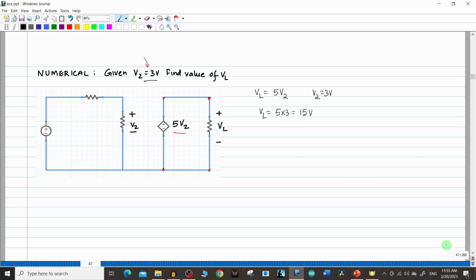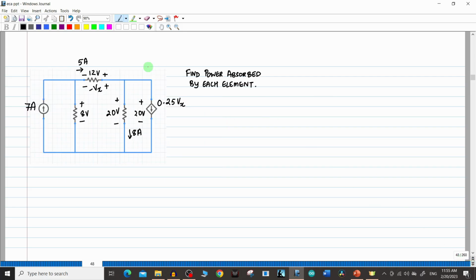Now let us do the next numerical. This numerical is going to use a lot of concepts that we have studied till now. The idea is that you have to find the power absorbed by each element. So there are 1, 2, 3, 4 and 5 elements here. You have to find the power which is absorbed by each element. That word is important: absorbed.